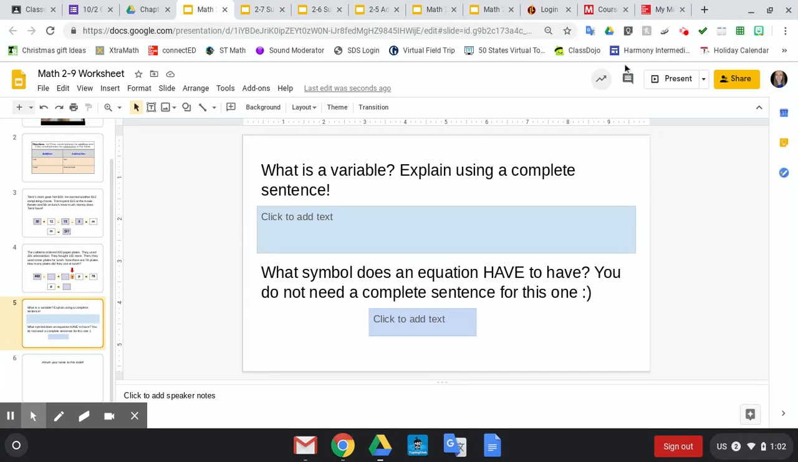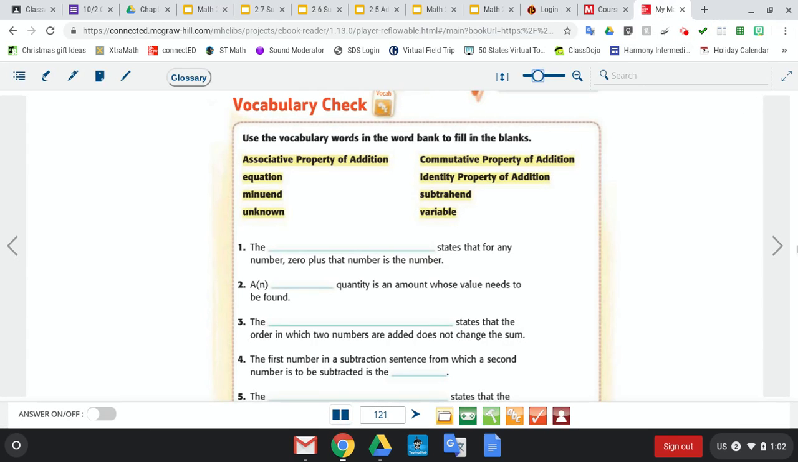Okay. Now let's go ahead and look through our vocabulary for today. So this is the part of our video that will help you with your homework for today. So I would go ahead and turn your math books to page 121 so you can do this with me.